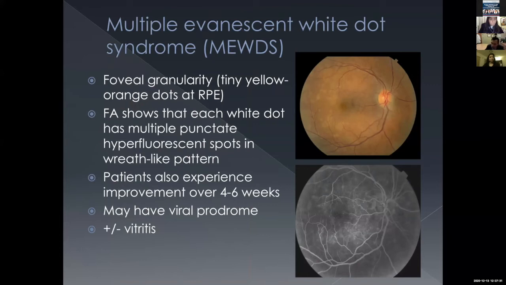The natural history, given its name of being an evanescent white dot syndrome, is that these patients will generally experience improvement over 4 to 6 weeks. I have seen some patients who will develop a big blind spot on their visual field, and some of this will persist. Viral prodrome can be observed, and sometimes with a mild vitritis.